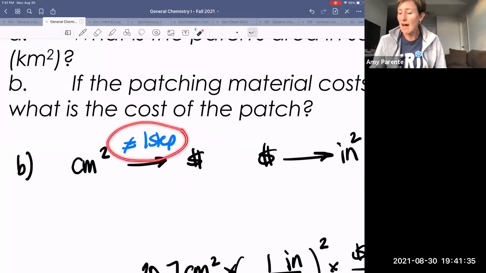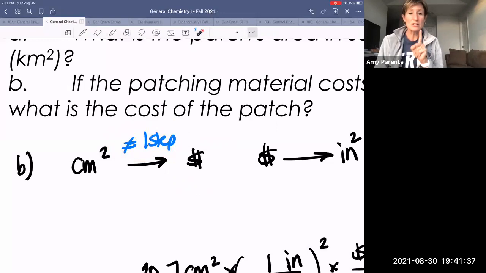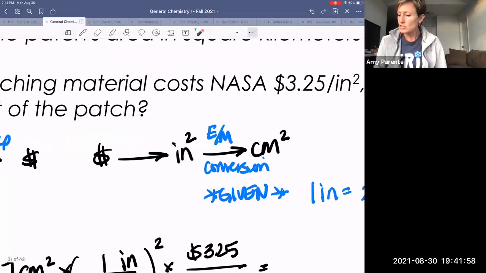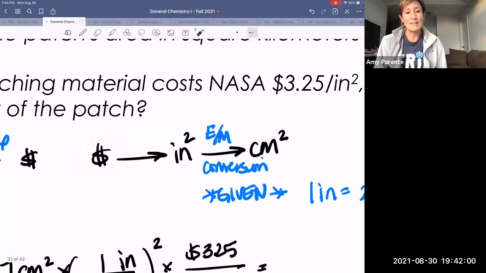Now, unless I know something that allows me to directly connect those, how do I know if I have something that directly connects them? I would need a unit conversion that says this number of centimeters squared equals this dollar amount. Unless you have that relationship, I don't have a one-step problem. But here's what I do have: if I want to get to dollar amounts, I'm going to take this roadmap and go in reverse.